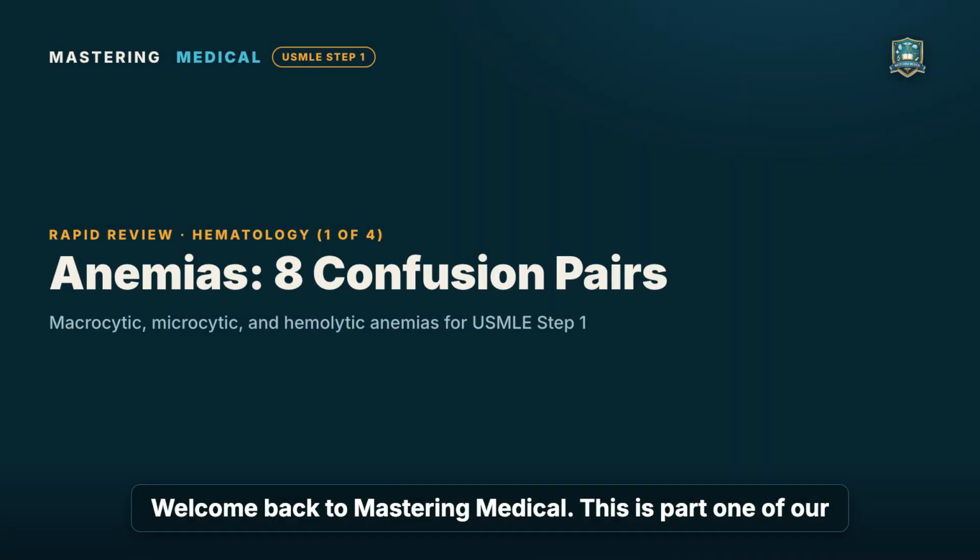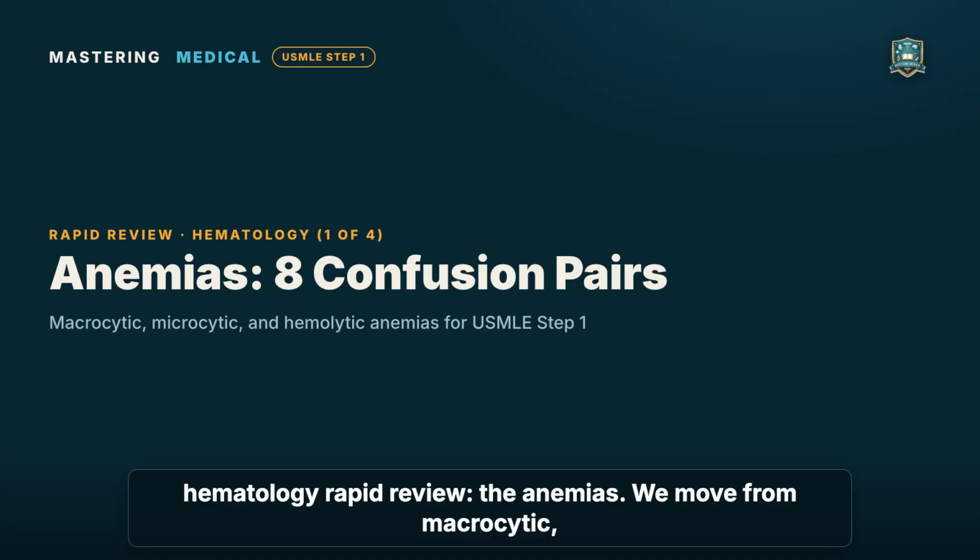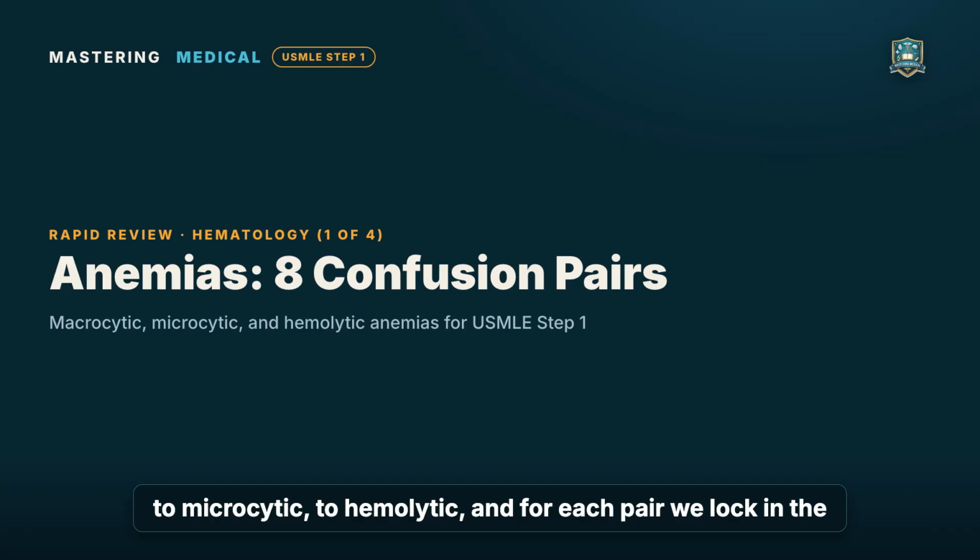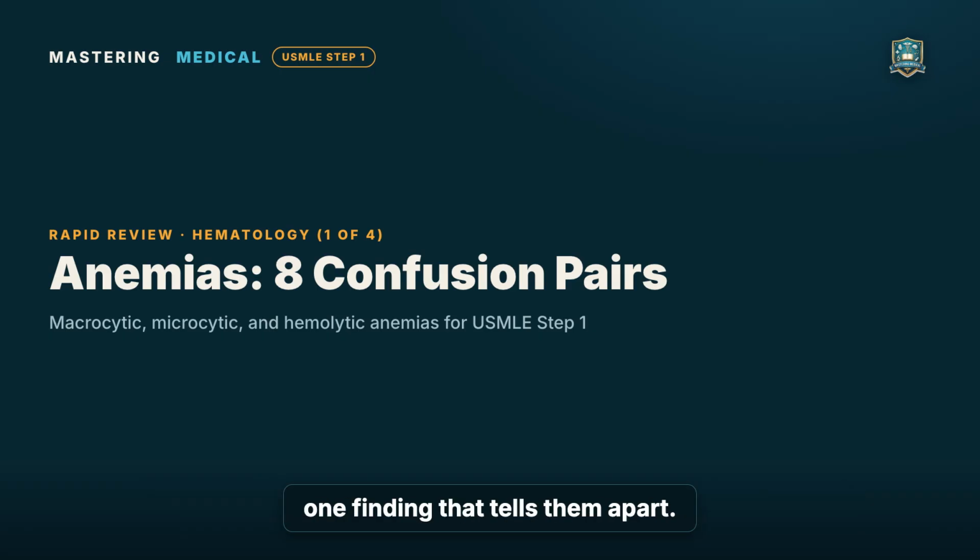This is part 1 of our Hematology Rapid Review, the anemias. We move from macrocytic to microcytic to hemolytic, and for each pair we lock in the one finding that tells them apart. Let's get into it.